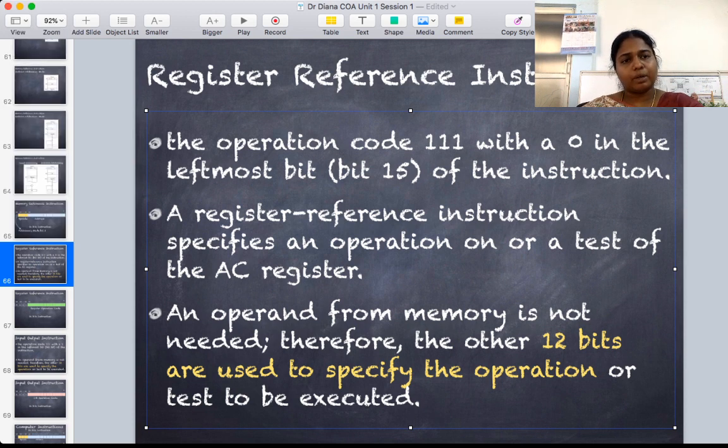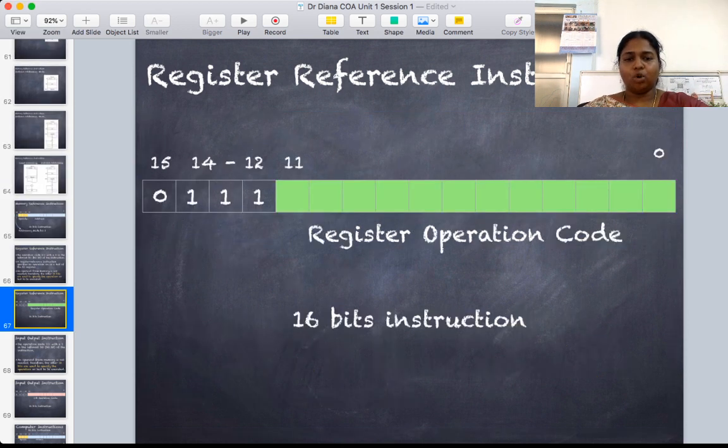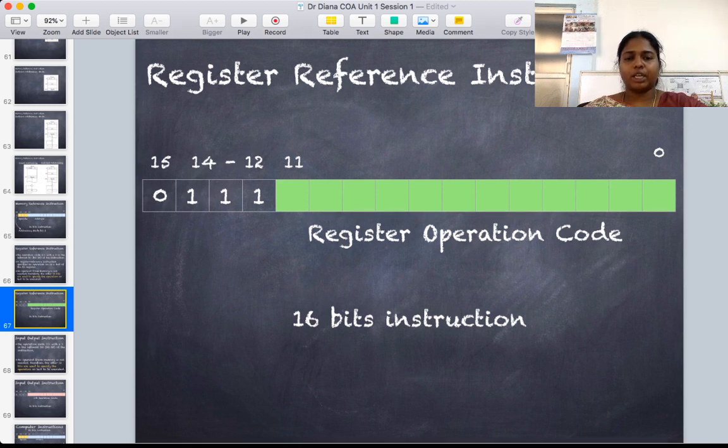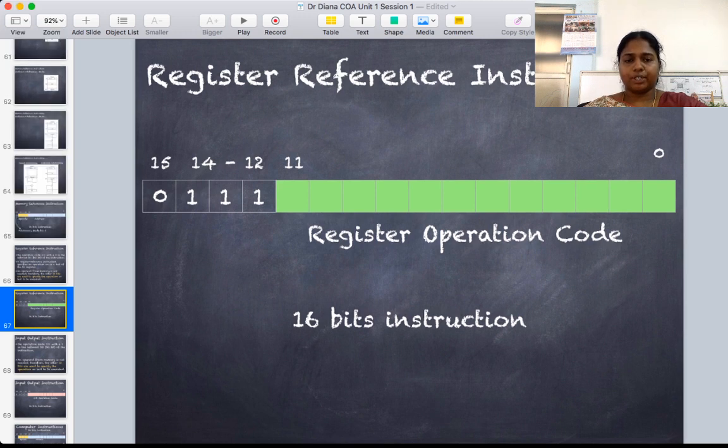So whatever 12 bits we have from 0 to 11 are used to mention the operation code. So this is going to be our register reference instruction. The MSB is always 0. Following it, the opcode bits are set to 111. The rest of the 12 bits are used to indicate the register operation to be performed.